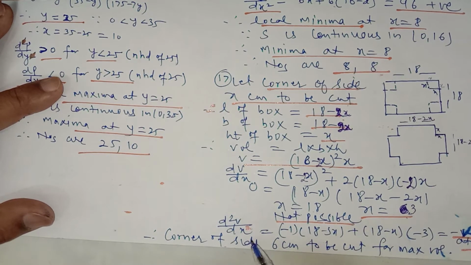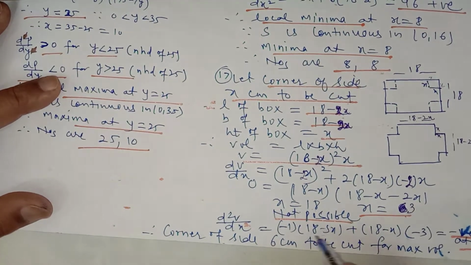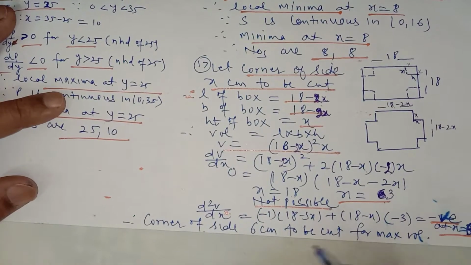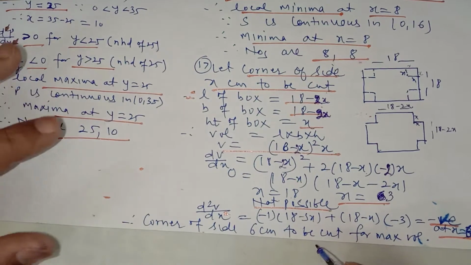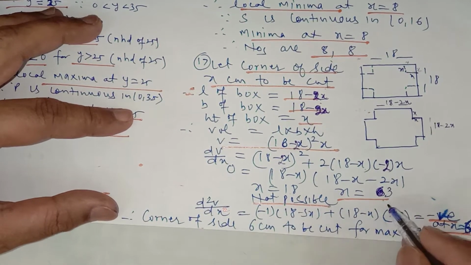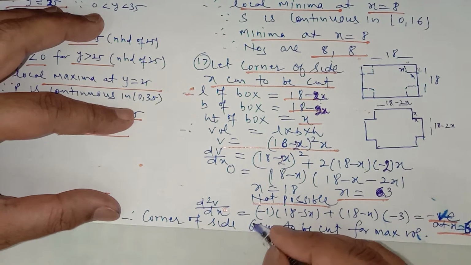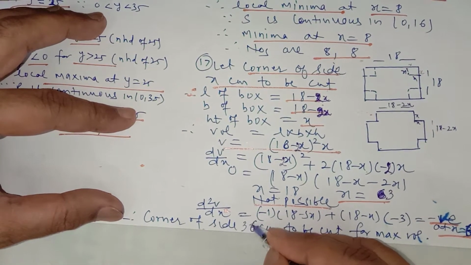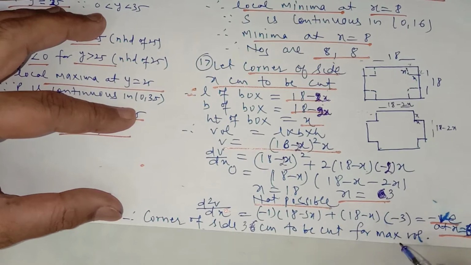We find the second derivative and put the value of x equal to 3. We'll get the second derivative as negative. It means for the volume to be maximum, the square to be cut should be 3 centimeter from the corner. So it will have maximum volume.